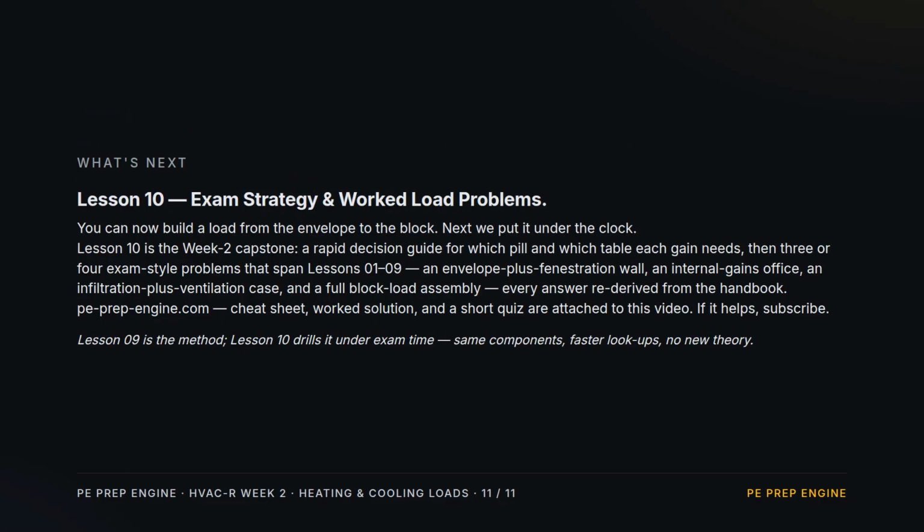Next up, Lesson 10, Exam Strategy and Workload Problems, the Week 2 Capstone. A rapid guide to which formula and which table each game needs. Then 3 or 4 exam-style problems spanning the whole week. An envelope and fenestration wall, an internal gains office, an infiltration and ventilation case, and a full block load assembly. Every answer re-derived from the handbook.